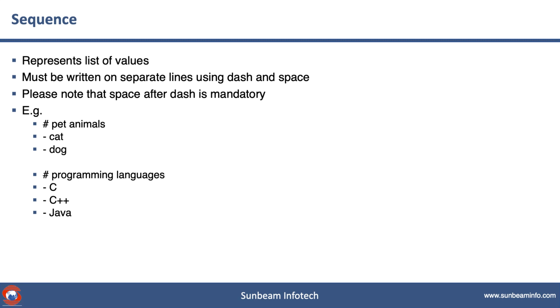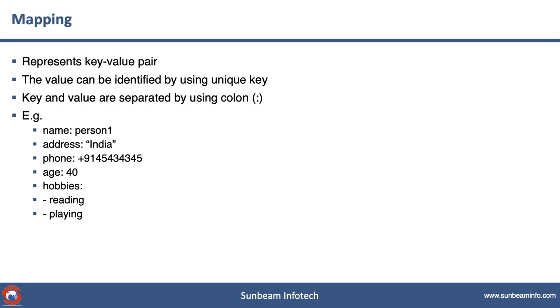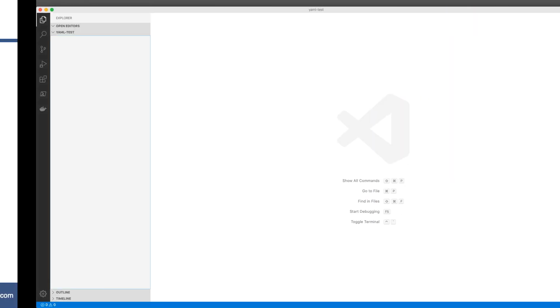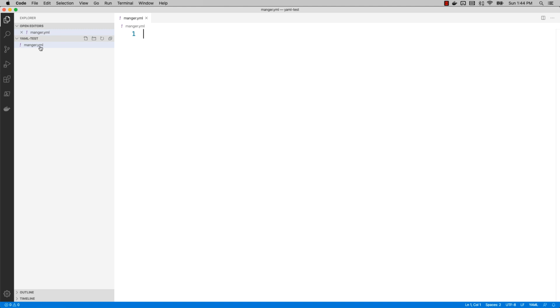So YAML contains only three things: a scalar, a mapping, and a sequence. Now let's see a quick example of how to write a YAML file and how to validate it. Let us use Visual Studio Code, and there I'm going to create a file named manager.yaml. You may use .yaml or .yml. Both of them are perfectly fine.